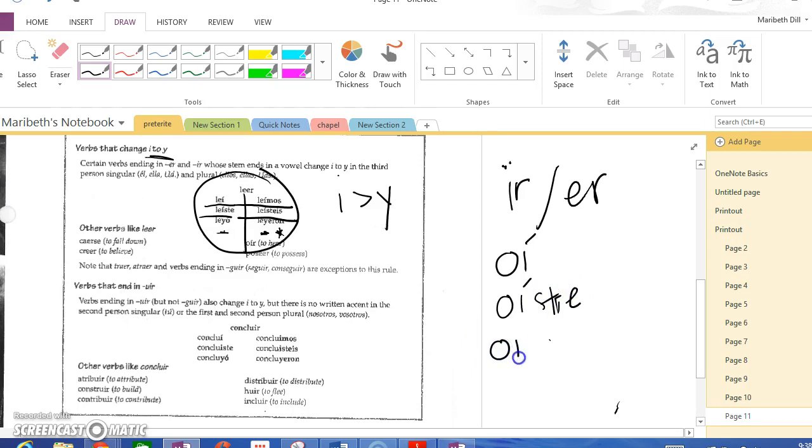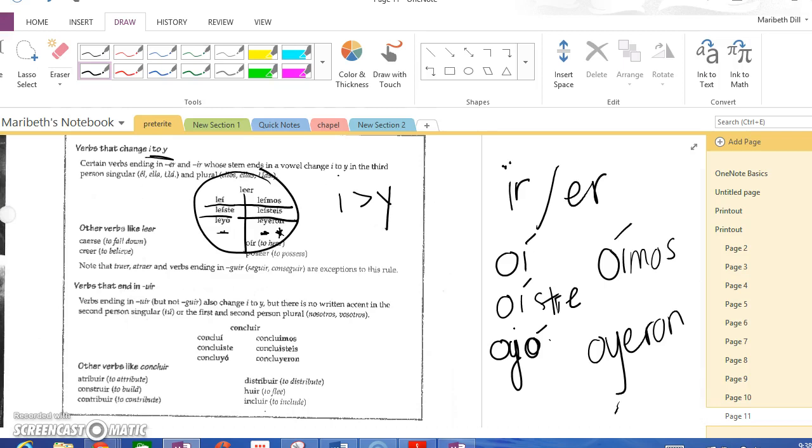Oyó, now let's look if I didn't make that change. If I forgot to change that I to a Y, how would you even pronounce that, right? Oió, oió. So it's very logical to change that to a Y, oyó. We don't want oimos, we want oímos. And oyeron. Oyeron. They heard. Oyeron las noticias. They heard the news. Right?